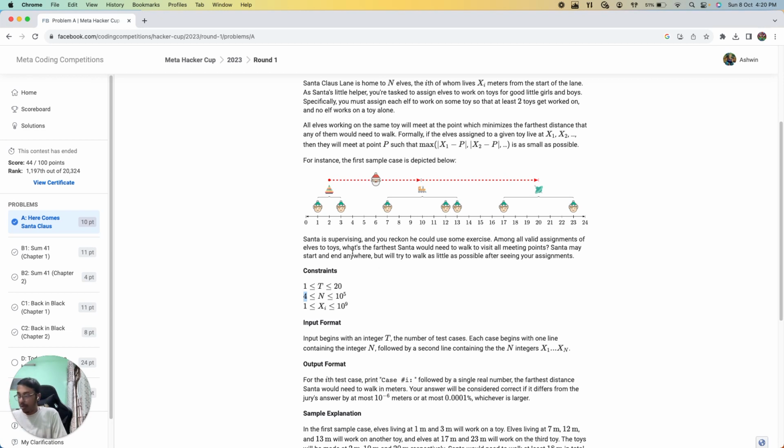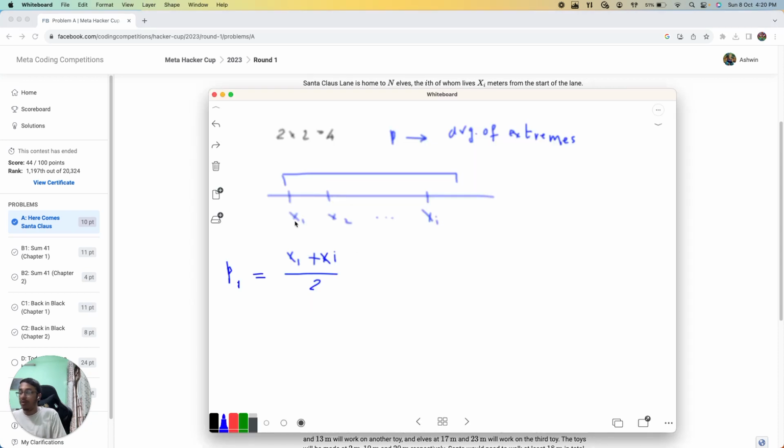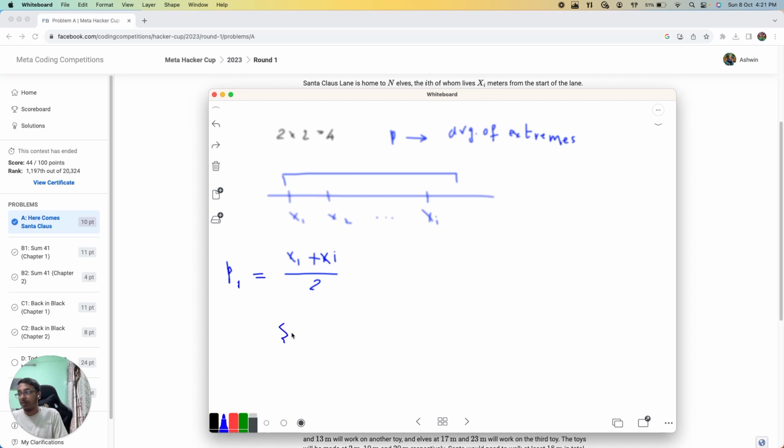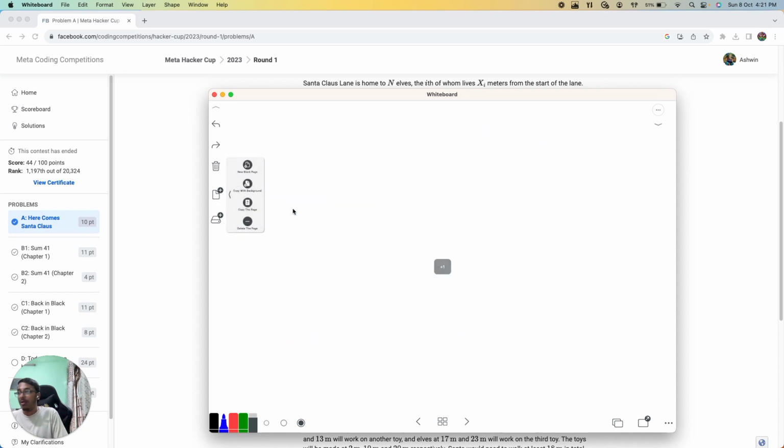Now I will show one thing here. I have already written this part: x1 and xi are working on toy 1. This is just an example. Let's see the second important thing here. Suppose I have all the elves arranged in ascending order on my number line. So these are n elves.